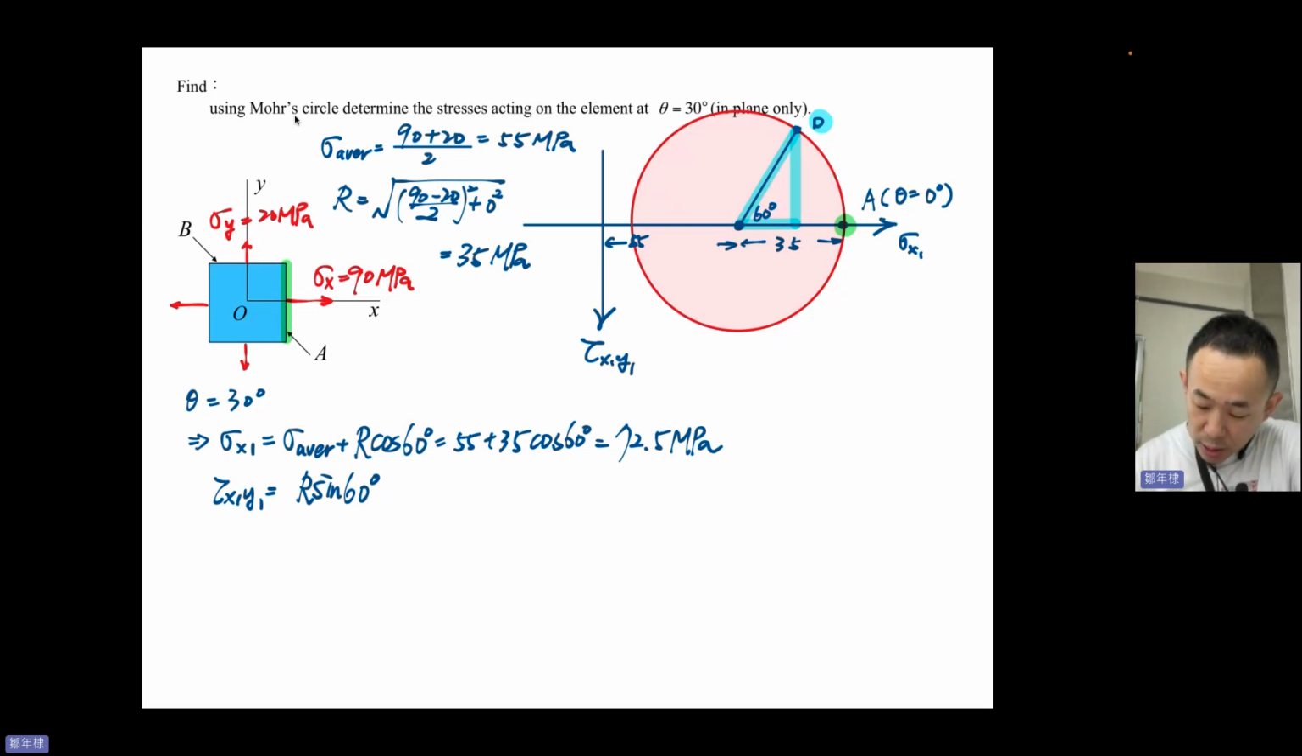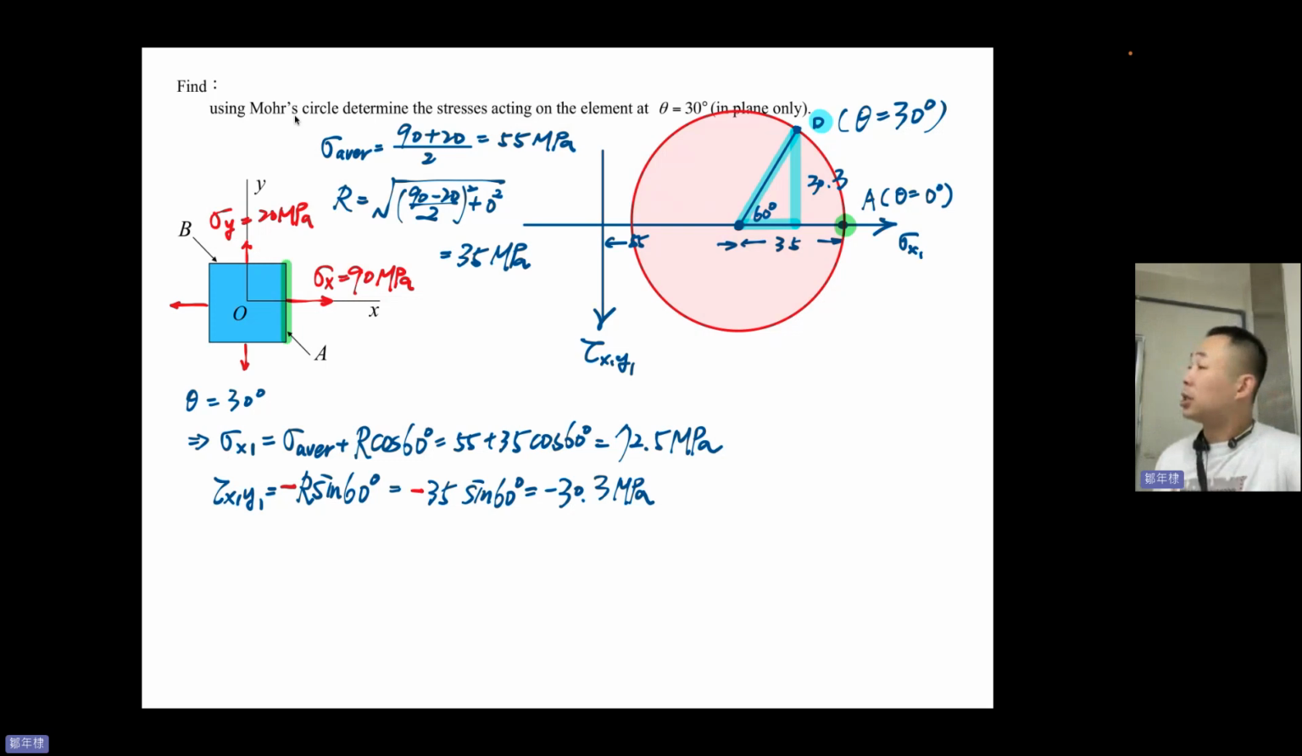However, don't forget, we just got the geometry problem. We need to get the real value of the coordinates. And upward will be negative in tau x1y1. Okay? So we need to be careful. It equals minus 35 sine 60 degrees, which is minus 30.3 MPa. Okay, so here it should be theta equal to 30 degrees, and we know that the height is 30.3.